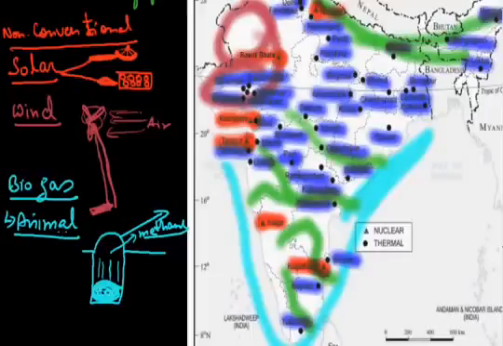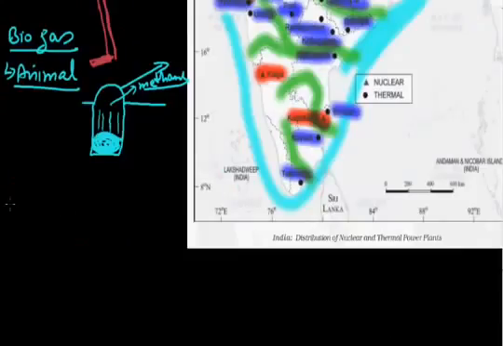So this is how in this chapter we see how to produce energy from conventional sources of energy and non-conventional sources of energy. And by this part we complete our chapter minerals and power resources.